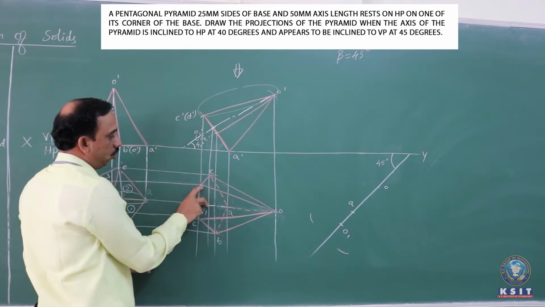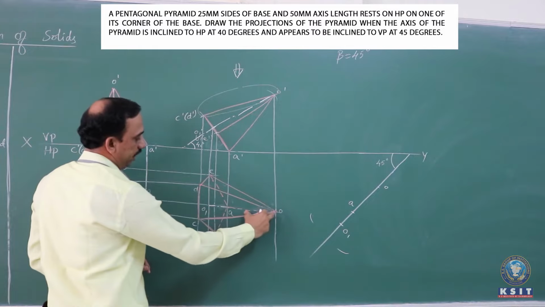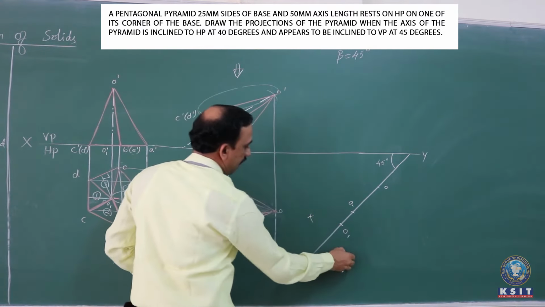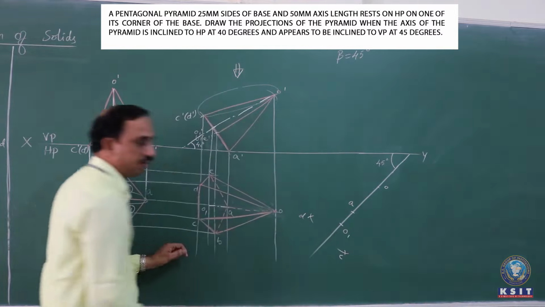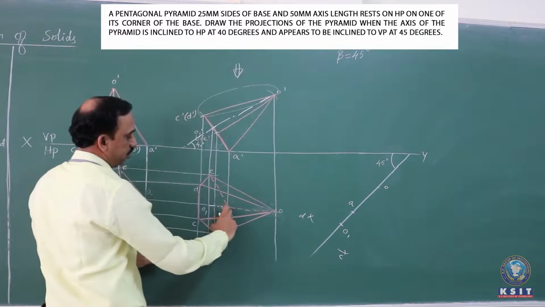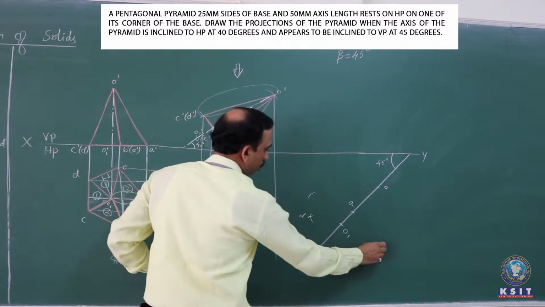Now either measure O1 to D or measure O to D. It's the same distance of O to C. With O itself as center, cut these arcs on both the sides so that this itself is D and this itself is C. Similarly, now measure A to E. It's the same distance of A to B. With A itself as center, drop an arc on both the sides.